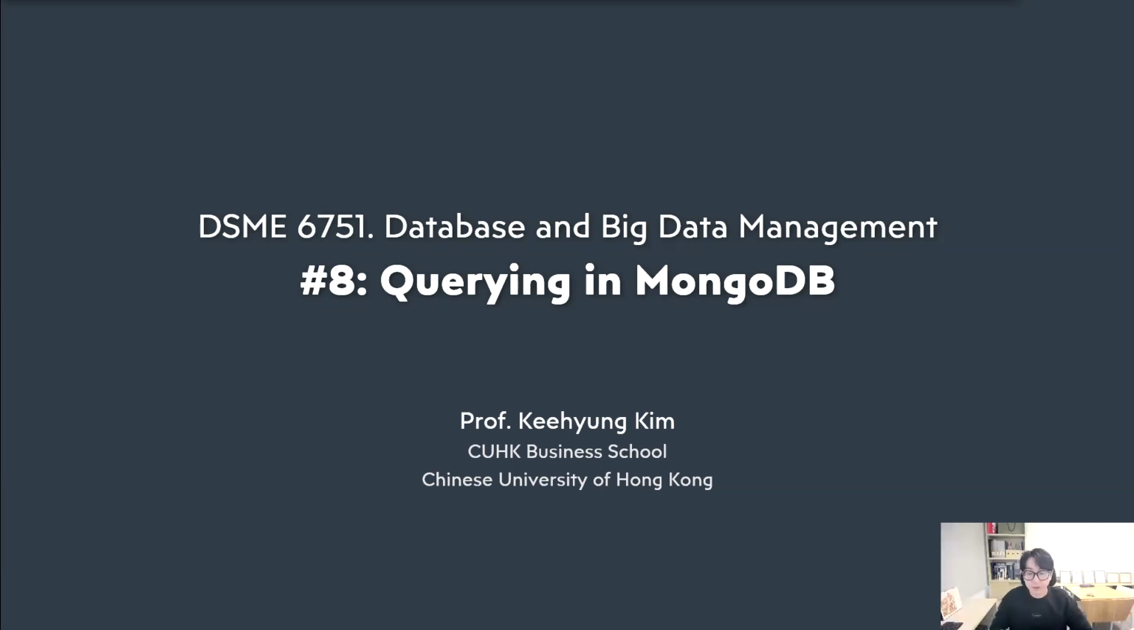So in the first part, we talked about how to design document structure in MongoDB. Basically, it's very flexible. It provides flexible data modeling, so you can utilize many different design choices when you design document structure for MongoDB.